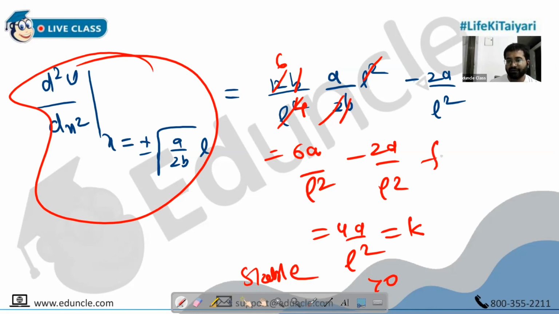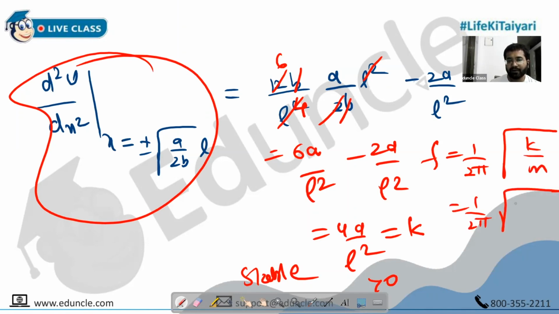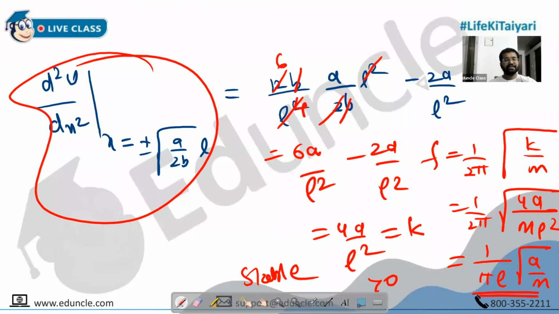So your answer of frequency of small oscillations is 1 upon 2 pi under root of k by m. So this is 1 upon 2 pi under root of 4a upon m L square. Or you can take 4 outside, 2 gets cancelled, 1 upon pi L under root of a by m. Any questions, anyone? Have you understood frequency of small oscillations as a topic? Yes, sir. So this is also covered.